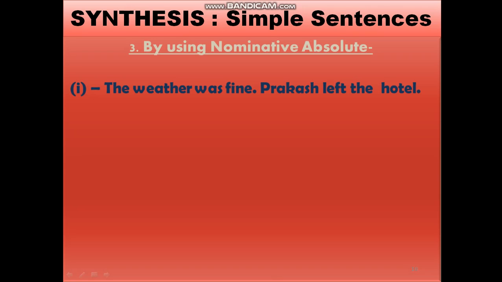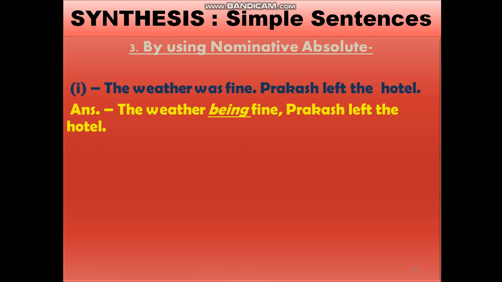When you see these types of sentences, you will use being in place of is, are, am, was, were. Simple. Was is given here, we will use being in its place, and this full stop will change into a comma like this. The weather being fine, comma, Prakash left the hotel. Being here means होने की वजह से. The weather being fine, Prakash left the hotel.